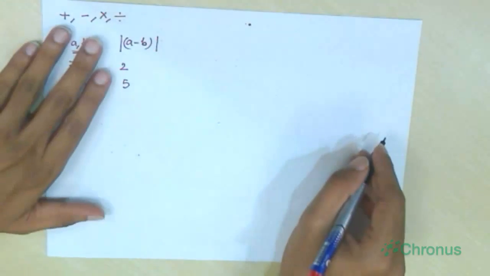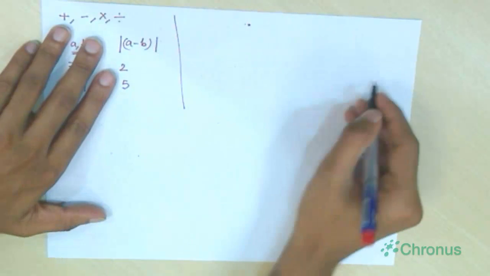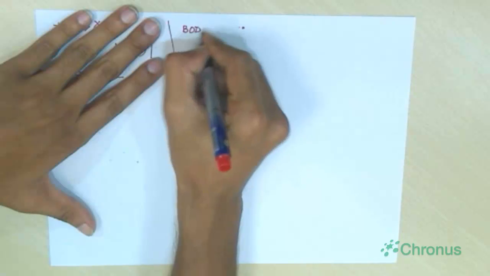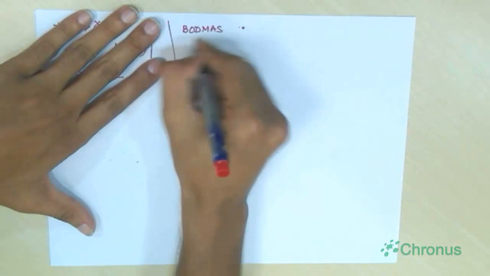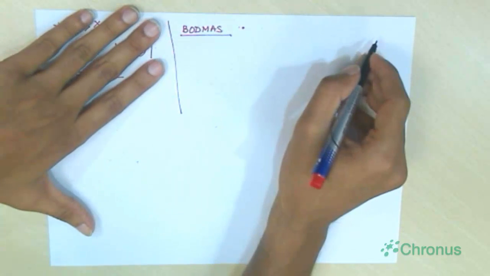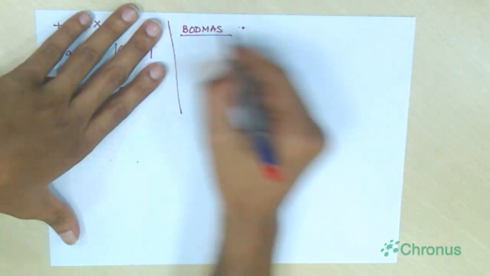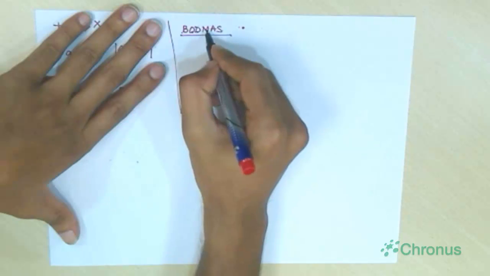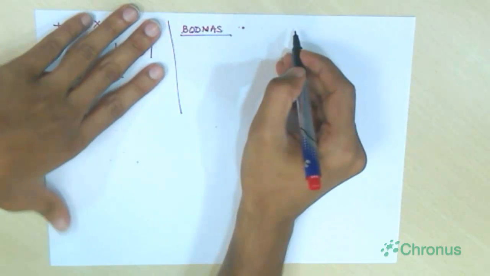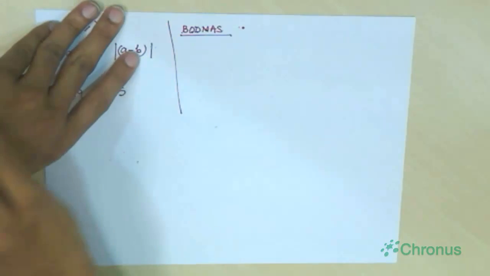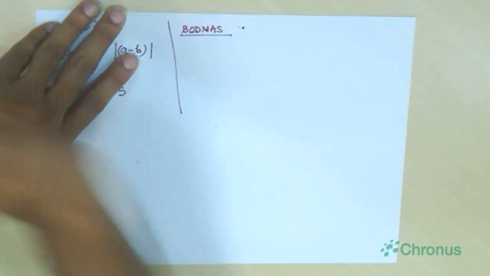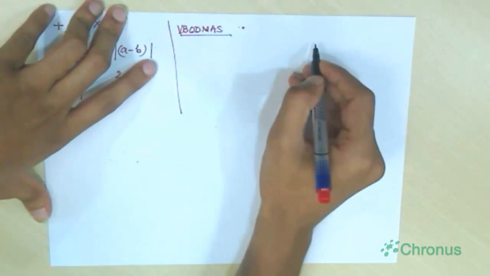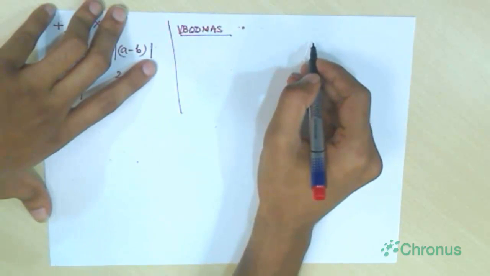And the last thing which we are going to discuss now is the Bodmer's rule. If you remember, it's bracket of division, multiplication, addition, subtraction. This you must have learned in primary school. And actually something which we have to learn is V Bodmer's rule. V is nothing but vinculum or bar.